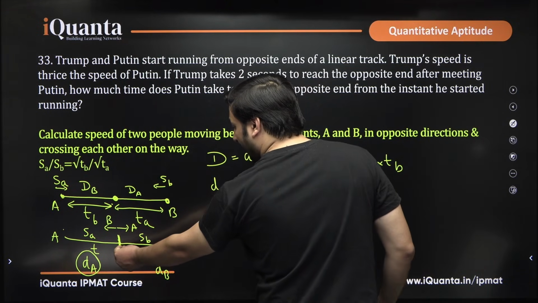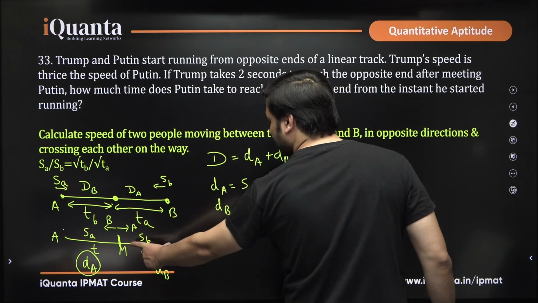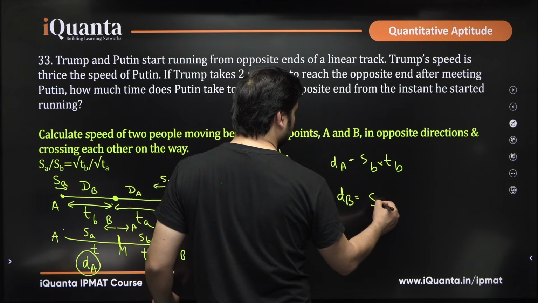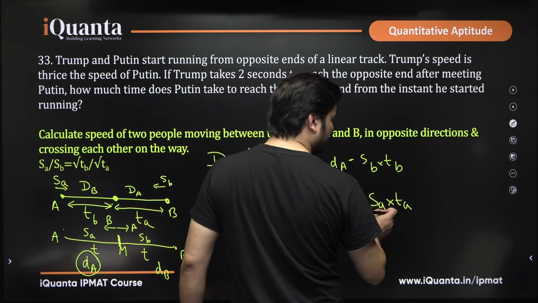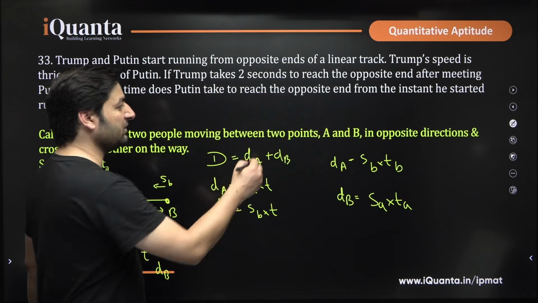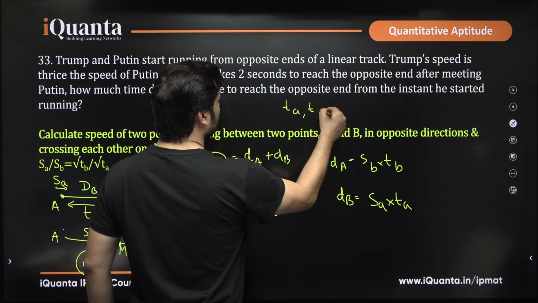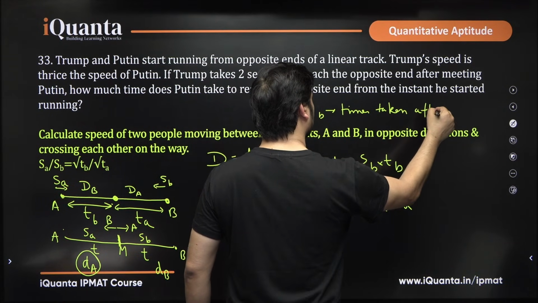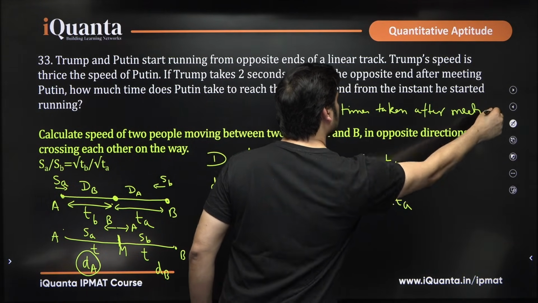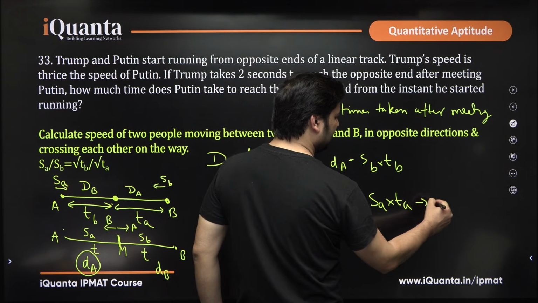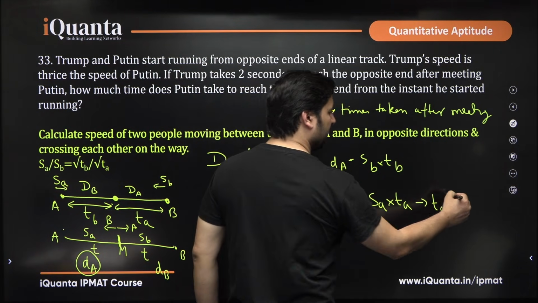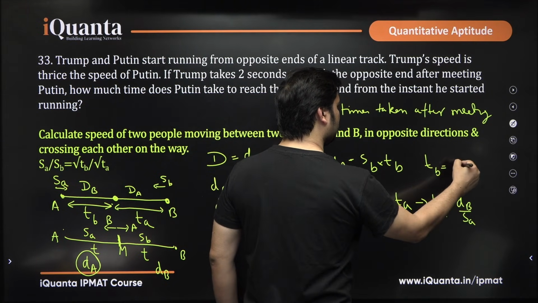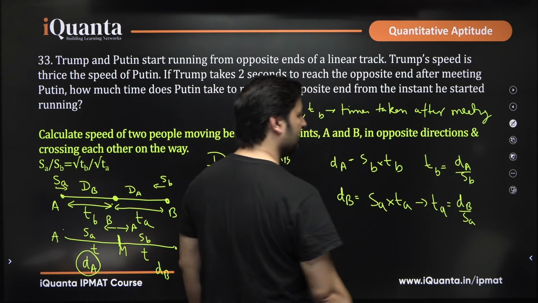And similarly, after meeting, A is going to come here, so he is going to travel this distance called dB, and he is going to run with speed SA, and his time taken will be TA after meeting. So TA, TB are the times taken to reach the opposite end after meeting, okay. Do not be confused with these. So from here, can I say that TA will be dB upon SA. From here, TB will be dA upon SB, right.